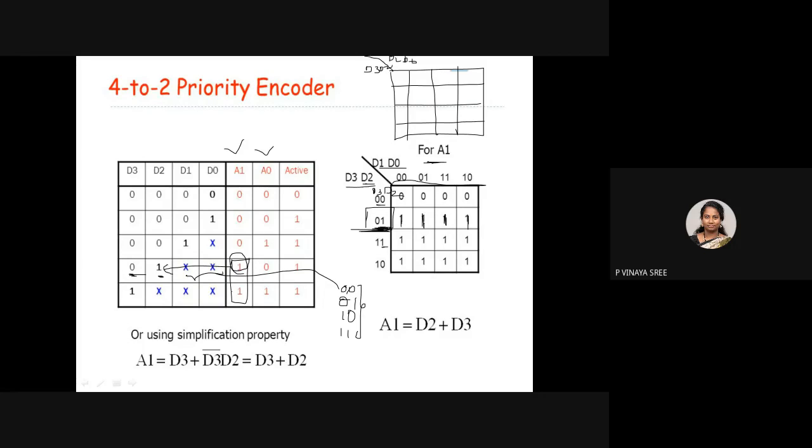Let me go for the other one in A1. What do I have to check first? This output is high for which input? For input D3. So D3 is high. Where is D3 in this K map? This is your D3, the most significant bit. You have two combinations 0 0, 0 1, 1 1, 1 0. In this case, this one is your D3. So here 1, and in this case also you have 1.